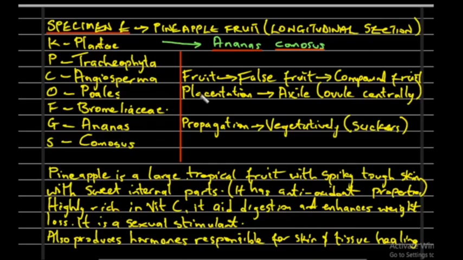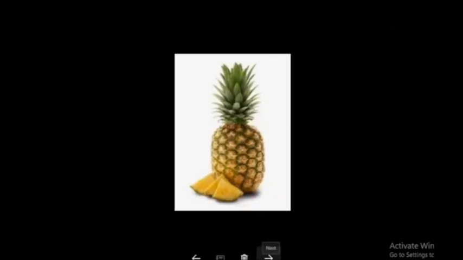Now this particular fruit, this is how it is described. It is a fruit, also known as what? A false fruit, and then a compound fruit. That is how it is classified: a fruit, a false fruit, and a compound fruit. The placentation of this particular fruit is axial, meaning it has its ovules centrally arranged, and propagation of it is vegetative using its sucker. That is how this particular crop is cultivated, and this is what the fruit looks like. You can see that is the pineapple fruit.